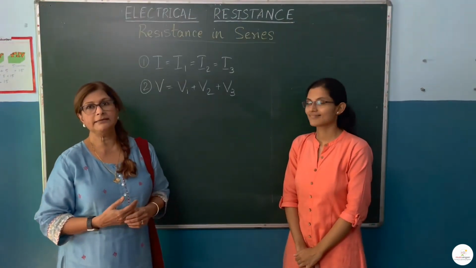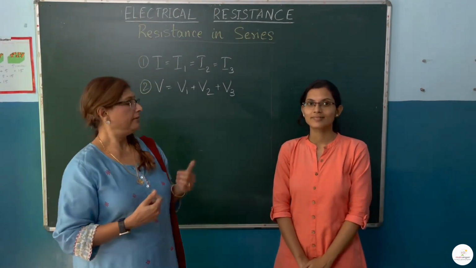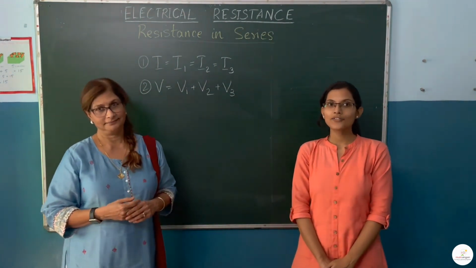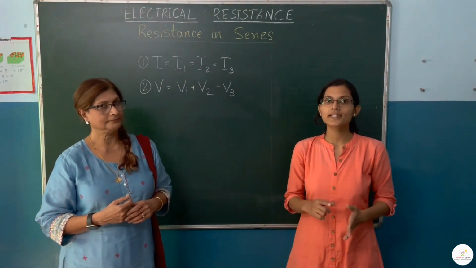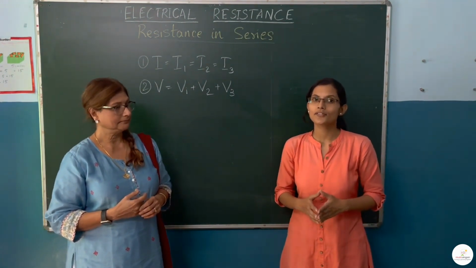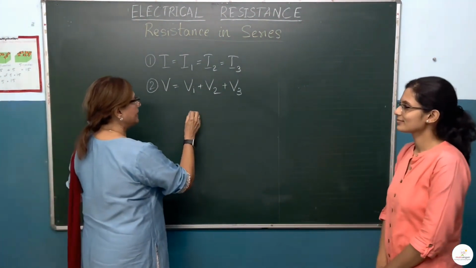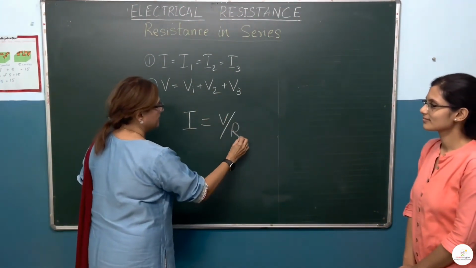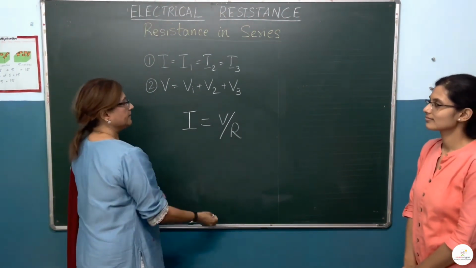Good. And now it's time to do the derivation. We have to bring Ohm's law here. You remember Ohm's law? Yes. Ohm's law states that current flowing through a conductor is directly proportional to the voltage across the 2 points, and it is inversely proportional to the resistance of the circuit. That's right. So in other words, we can say that I is equal to V by R, where I is the current, V is the voltage, and R is the resistance.